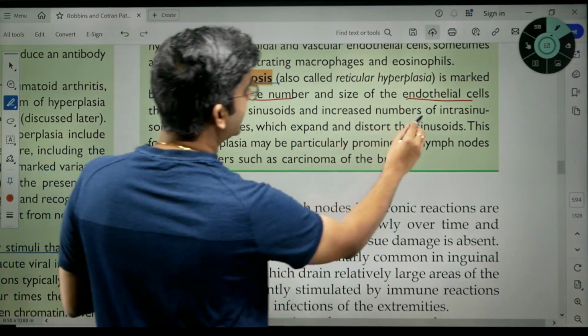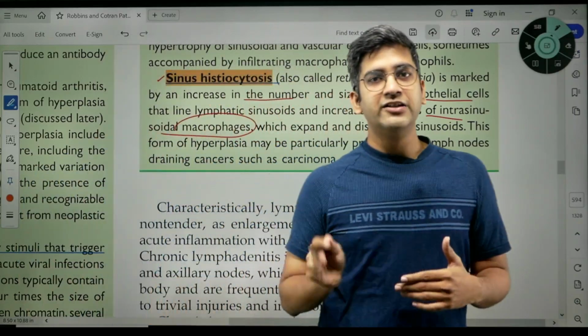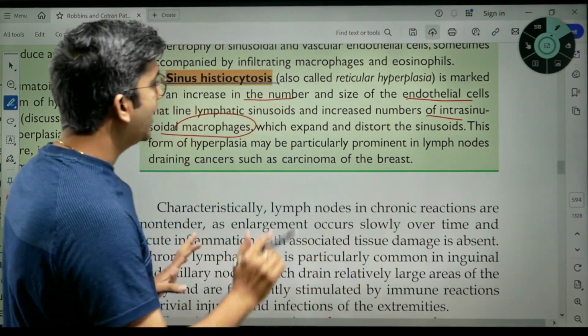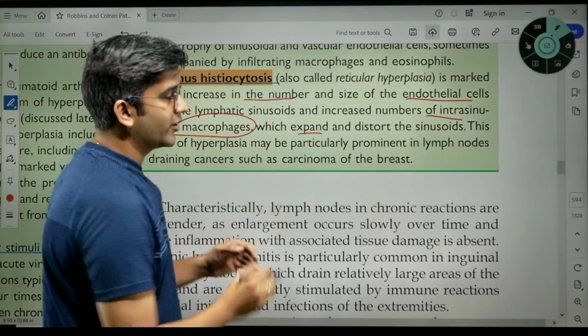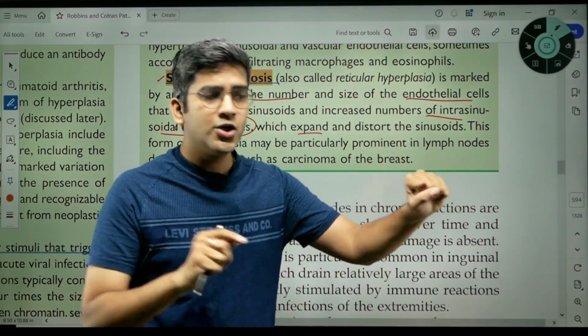And also you'll have an increased number of intrasinusoidal macrophages. Every sinus will have macrophages: in the liver, Kupffer cells; in the spleen, littoral cells. Here, just histiocytes, that's all, fine. And this distorts and expands the sinusoid, which means the primary problem is that something in the outflow is getting obstructed, so this balloons up, that's all. So what will obstruct it?